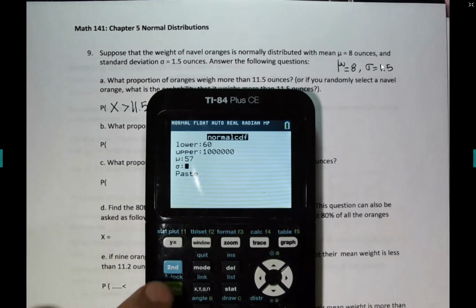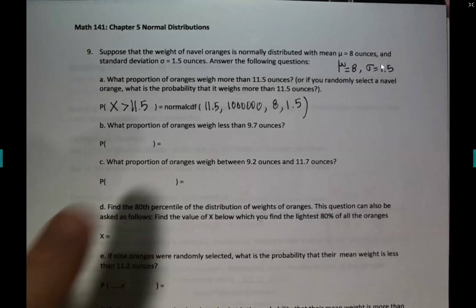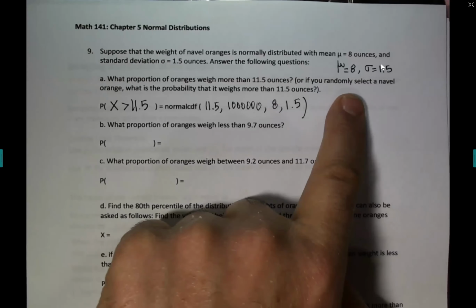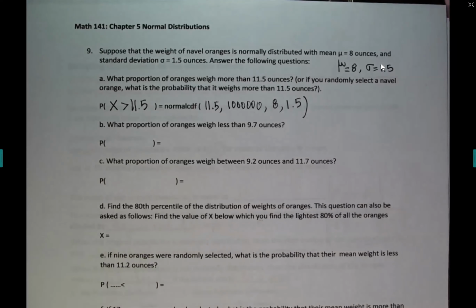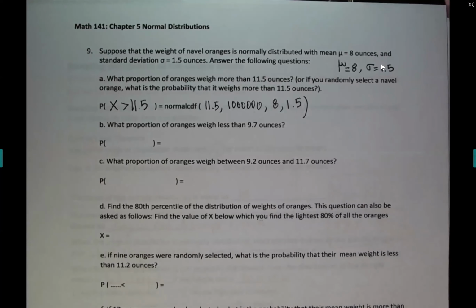Professor, I'm confused. How do you know if it's population or sample? Oh, well, because he says we picked one at random. When he says select one thing, it's always just working out of the population. You're gonna see later in part E where he says if 9 oranges were selected. So you will see the difference. When he gives you a sample size, then we're working with samples. If he just says select one item, you're still doing it out of the population. Does that make sense?